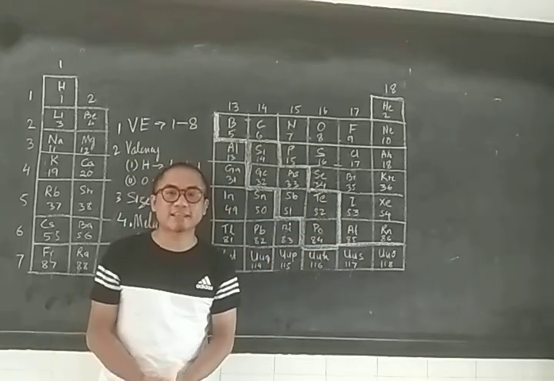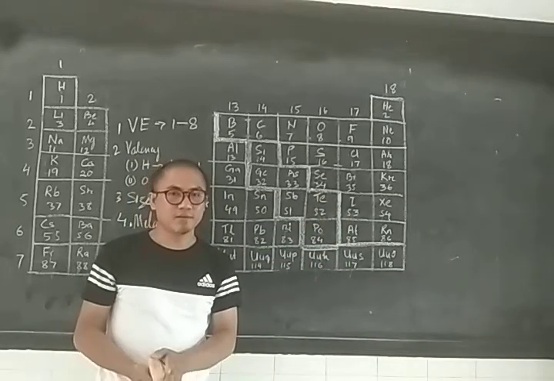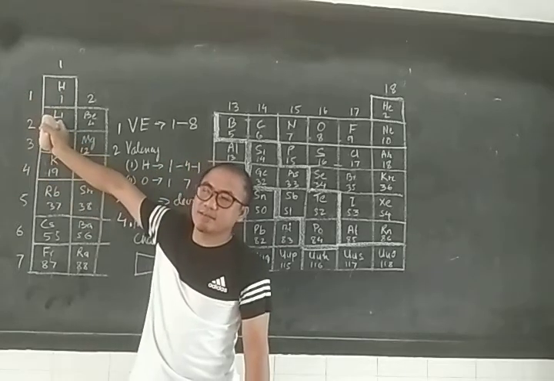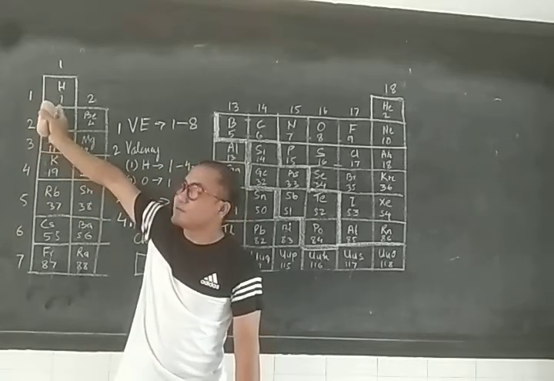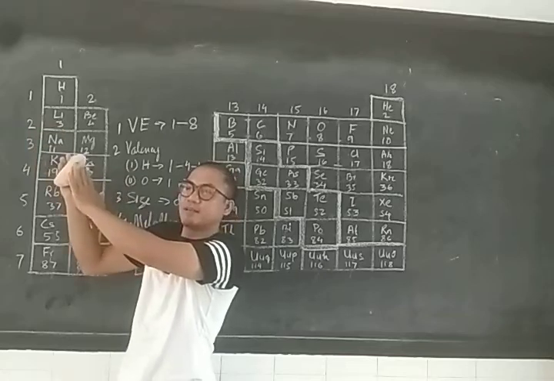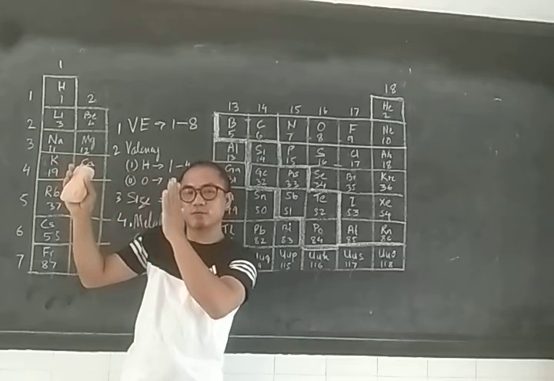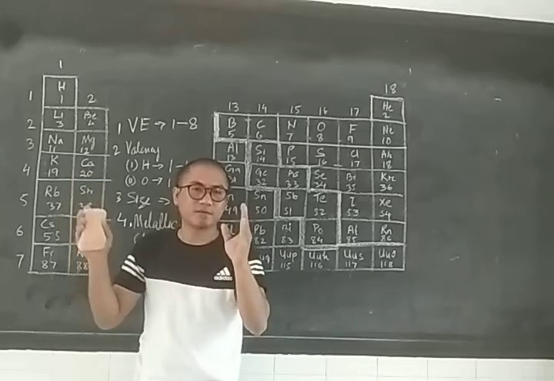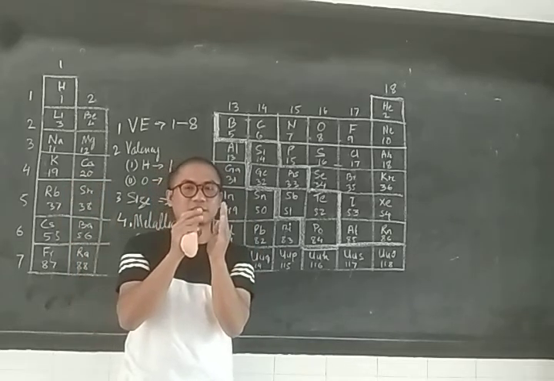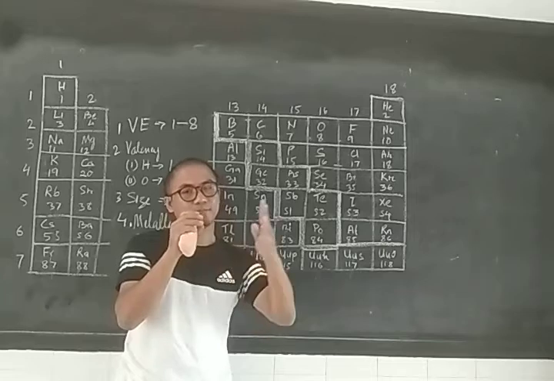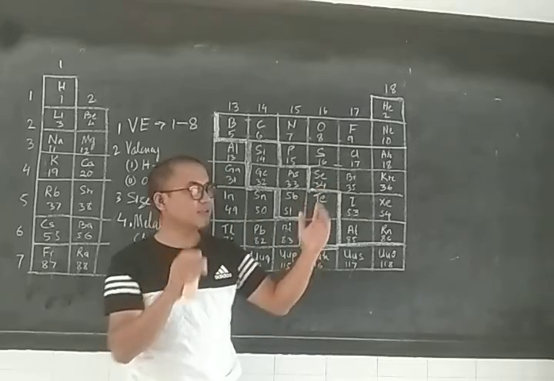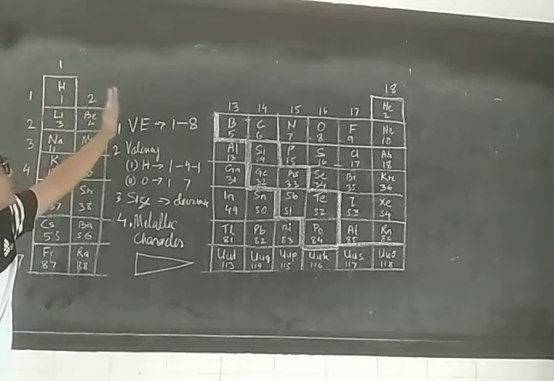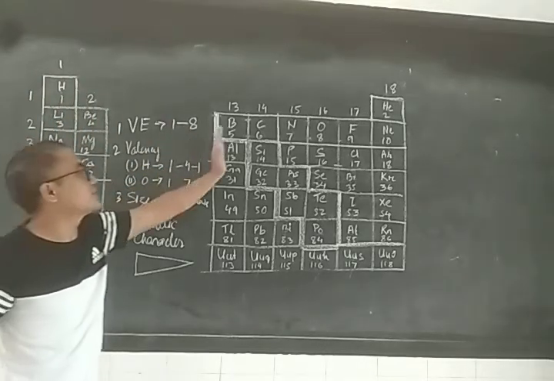Metallic character means electropositiveness. Let's take an example like this. This metal changes slowly as we move from here, and after that it will be a metalloid, that means in between metal and non-metal, and after that it will become non-metal. And the metallic character here will be less and less.